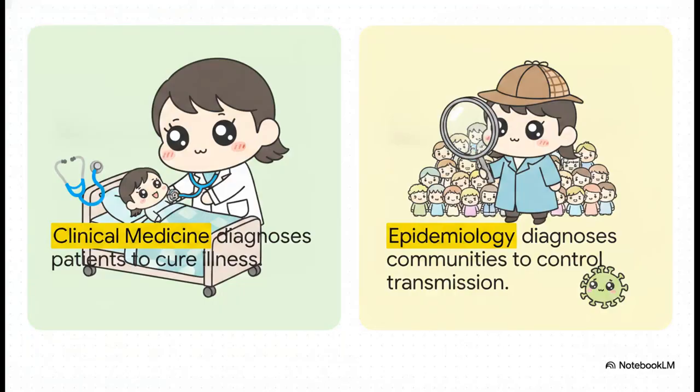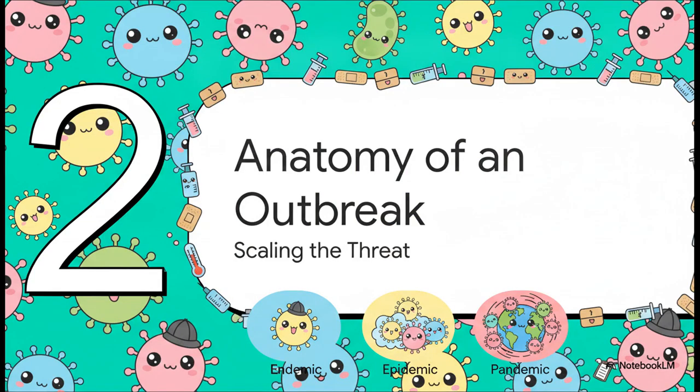To really hammer home this contrast, clinical medicine diagnoses patients to cure their illness. Simply put, doctors treat the victim. Epidemiology, on the other hand, diagnoses entire communities to control transmission. The epidemiologist is hunting the pathogen. Their main objective isn't just to cure the individual, but to identify the source of the infection, uncover its exact mode of transmission, and put preventative measures in place to make absolutely sure the wider public is protected from future harm. Moving right along to Section 2, Anatomy of an Outbreak.